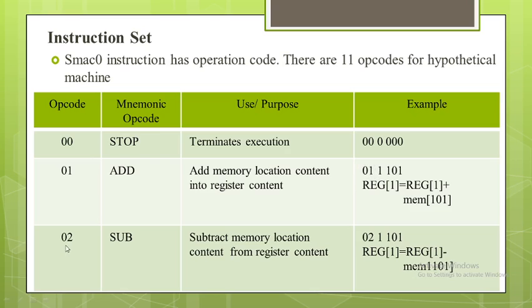The next opcode is 2, where the mnemonic opcode is subtract, which subtracts the memory location content from the register content. As given in this particular example, this 02 stands for the subtraction. The first operand is register 1, or you can say the A register, and the second operand is the memory content of address 101. So here the memory address content will be subtracted from the register 1 content, and the result will be stored into register 1.